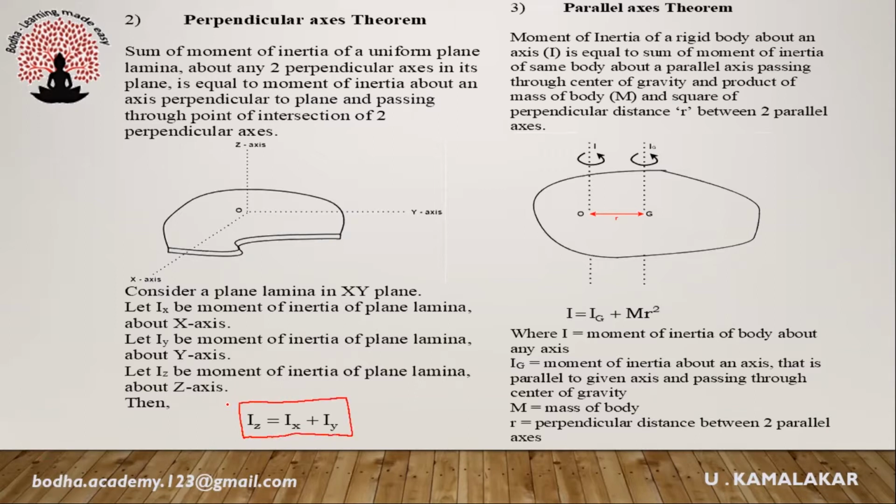Parallel axis theorem. According to the parallel axis theorem, the moment of inertia of a rigid body about an axis is equal to the sum of the moment of inertia of the same body about a parallel axis passing through the center of gravity and the product of the mass of the body and the square of the perpendicular distance between the two parallel axes. That is, I is equal to Ig plus mr square.